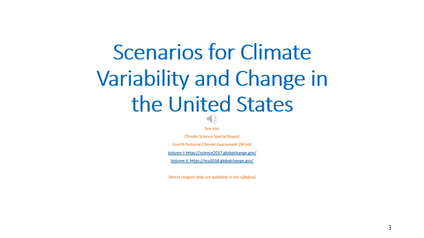So our first unit is the scenarios for climate variability and change in the United States. This lecture is entirely based on the Climate Science Special Report, 4th National Climate Assessment. This material is also available on the Blackboard, and you will find 2 volumes of this report. Volume 1 is covering science of climate change, and Volume 2 is covering impacts, vulnerabilities, and adaptations to climate change. And of course, the direct chapter links are available in the syllabus for each week.